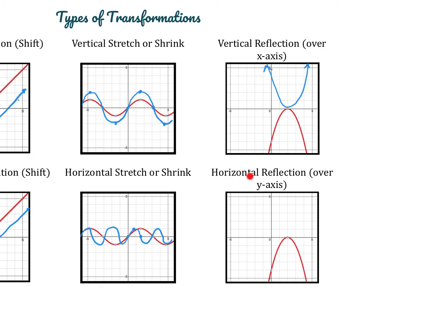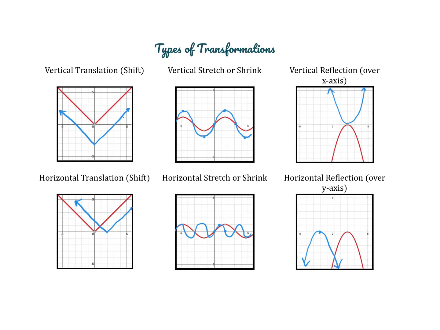There's also a horizontal reflection, which would reflect over the y-axis. Here, since it's horizontal, we're changing all of our x values. We would essentially multiply all of our x values by -1, and that will reflect us over the y-axis. So it would look something like this. So a general rule of thumb here: anything vertical is going to affect our y values, and anything horizontal will affect our x values.